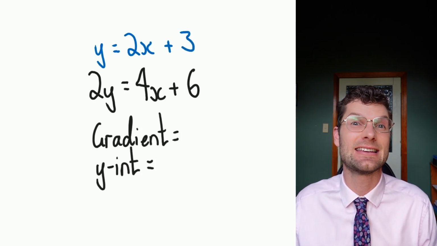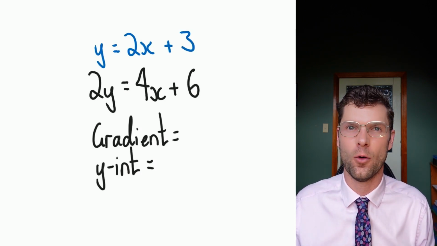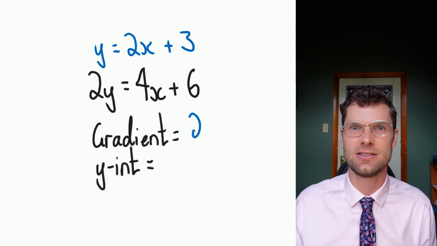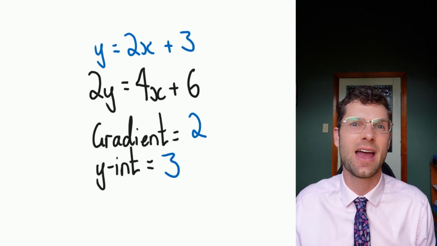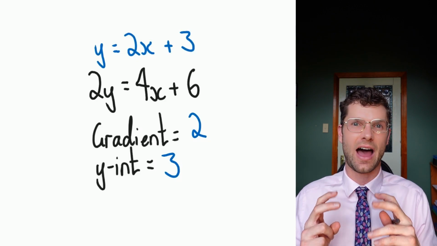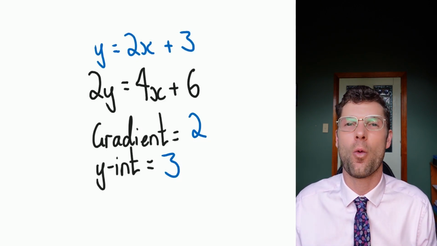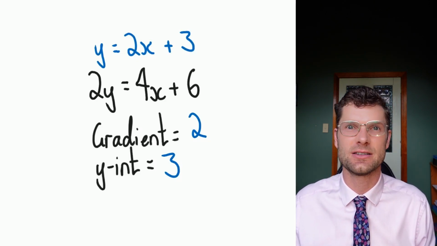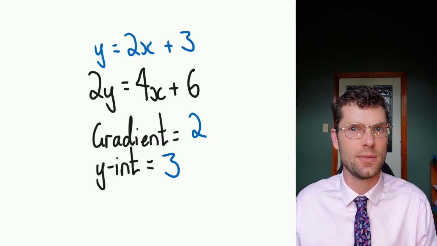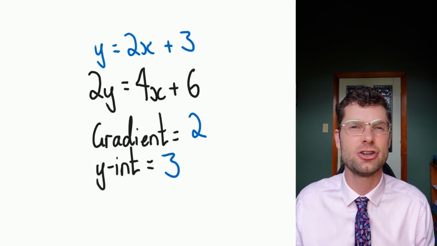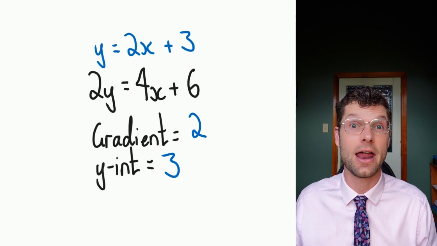And now this looks exactly the same as the forms before. So this means that the gradient is 2 and the y-intercept is 3, and that's all we've got to do. So the hard bit about this is just making sure that y is by itself, and then I divided both sides by 2 because it was 2 times y, and I had to do the opposite operation to make sure that that letter, that unknown, was by itself.